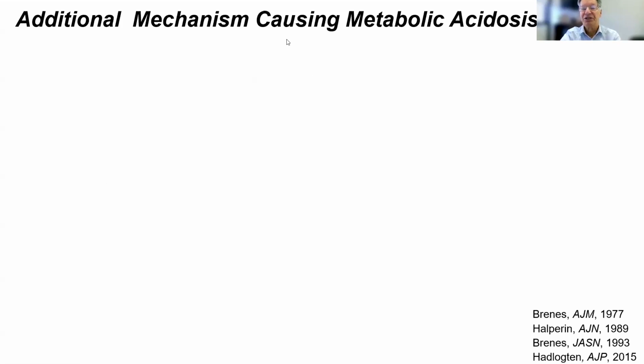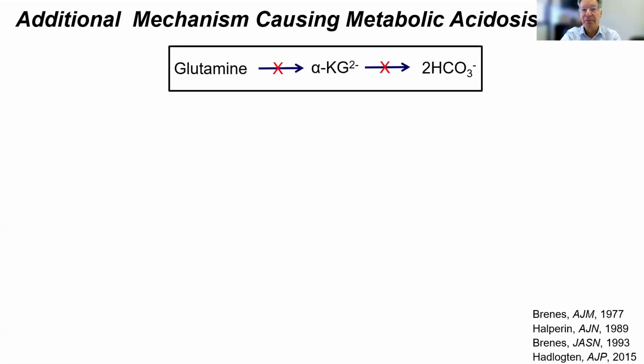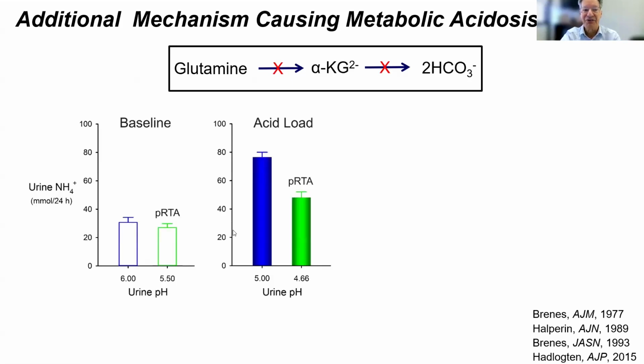There are additional mechanisms probably in proximal RTA also, not just the loss of bicarbonate. There's probably also a problem with new bicarbonate generation from glutamine. And this is sort of a subtle idea, and there's indirect evidence for this. These are patients with the autosomal dominant group.